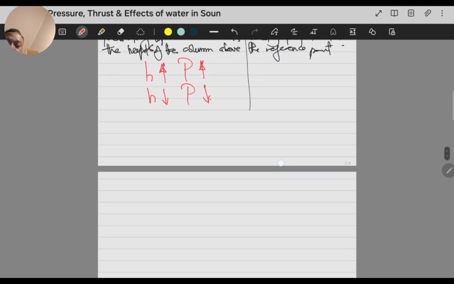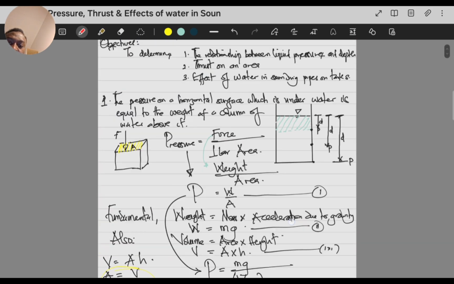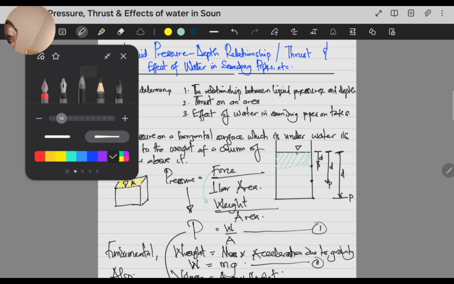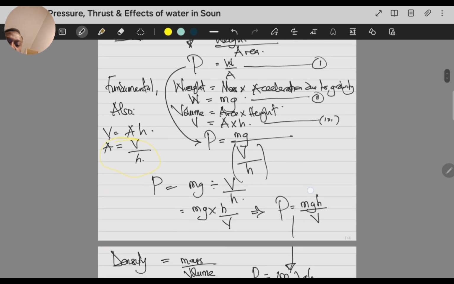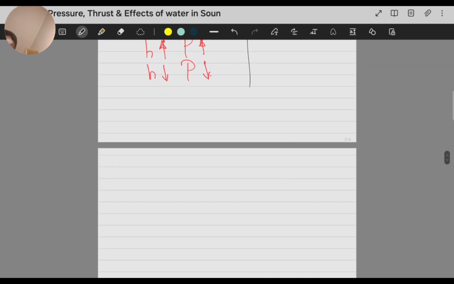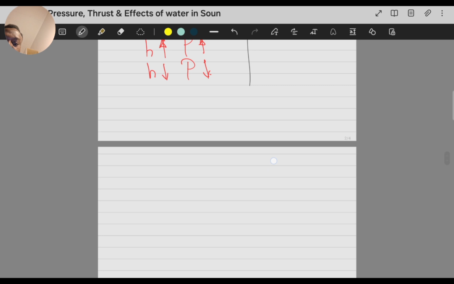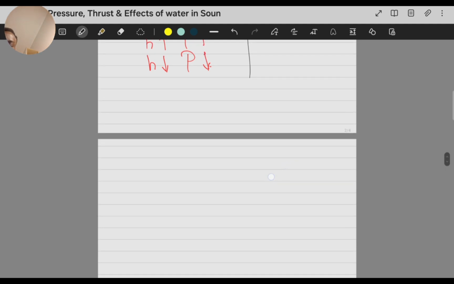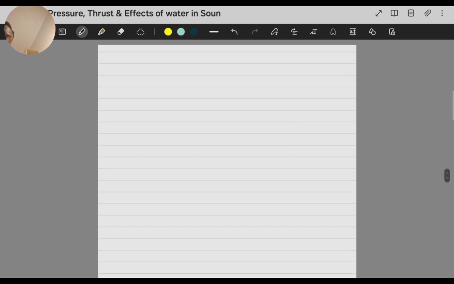Now we have established that the pressure on a horizontal surface, underwater or in any fluid of a given density, is equal to the weight of a column of water above it. So that's that. Now what we want to do is to determine the pressure in terms of tons per meter squared. Also, we want to determine the thrust. But first of all, let's consider the pressure in tons per meter squared.